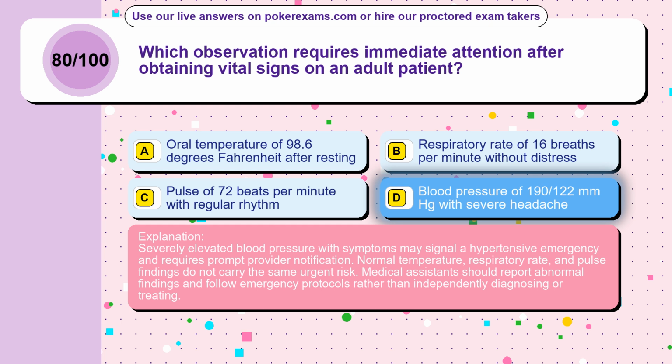Normal temperature, respiratory rate, and pulse findings do not carry the same urgent risk. Medical assistants should report abnormal findings and follow emergency protocols rather than independently diagnosing or treating.